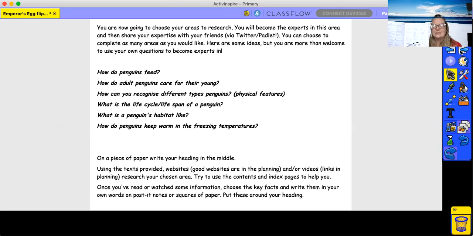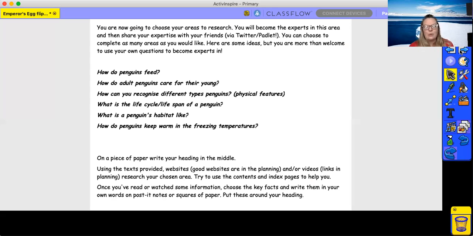Here are some ideas. You're more than welcome to use your own questions from last week. The more the merrier. Here are our examples. How do penguins feed? How do adult penguins care for their young? How can you recognise different types of penguins? What is the life cycle or lifespan of a penguin? What is a penguin's habitat like? How do penguins keep warm in the freezing temperatures?